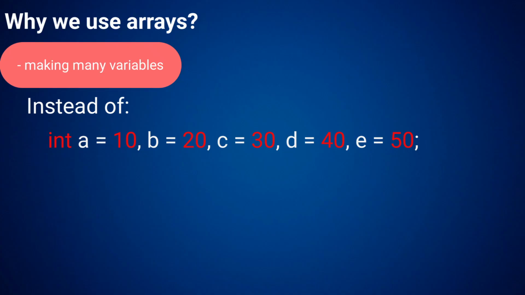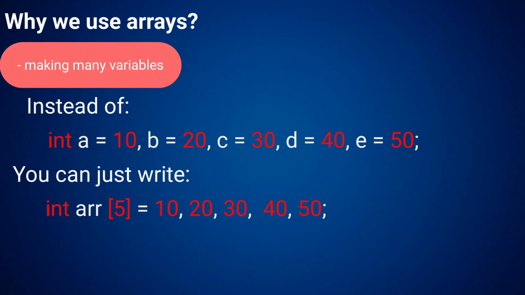Using an array makes it easier. We can store all these values under one name. int arr[5] equals 10, 20, 30, 40, 50. Now all numbers are kept inside one array.